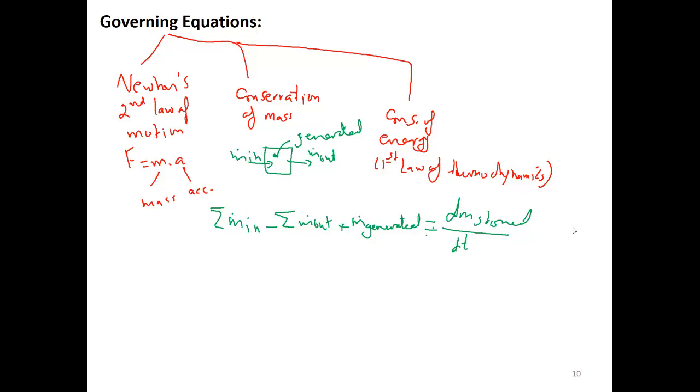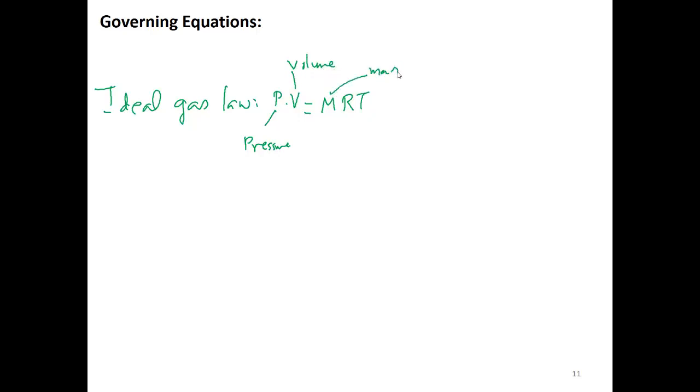Okay? And finally, but not the end, the final governing equation that we need here, which we should all know, is the ideal gas law, which is P times V equals mRT. P is the pressure, V is the volume, m is the mass, R is the gas constant, and T is the temperature. Now sometimes you might see it as P small v, which is the specific volume, equals RT, where this v is simply V over m, so we call it the specific volume.